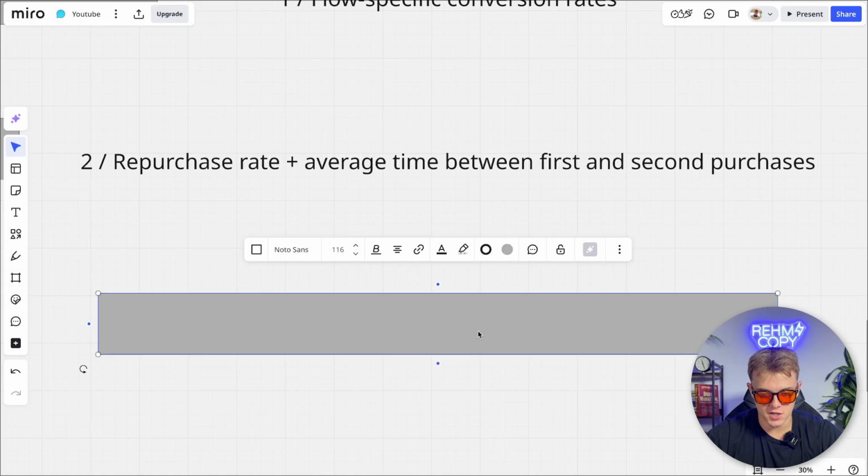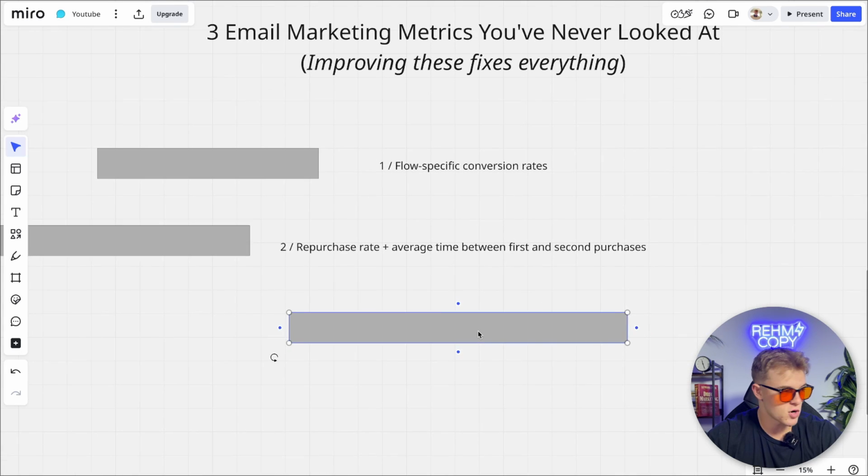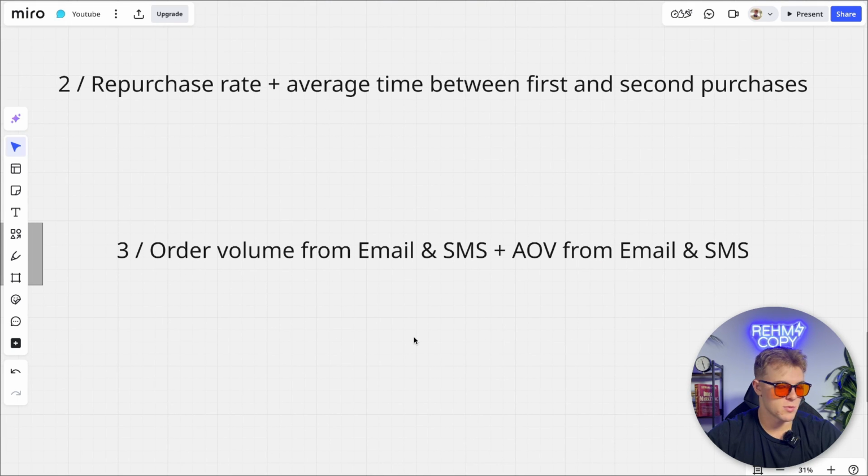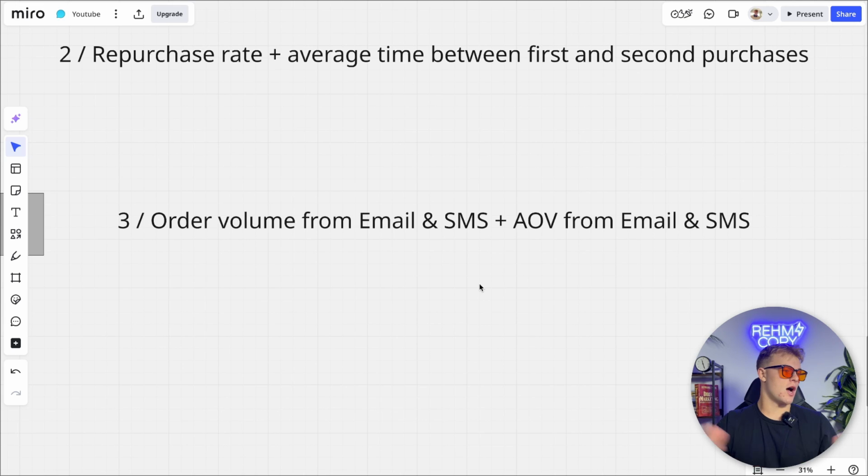All right, statistic number 3 that you're not tracking right now that you should be: order volume from email and SMS, and the AOV from email and SMS. Common times, including me, you'll see email marketing teams flex how much of the total revenue from the store is coming from email and SMS. And that's great, but it's ignoring what's more important, what we actually care about, which is how many orders were driven from email and SMS. And then as a result of that, what was the AOV from email and SMS?